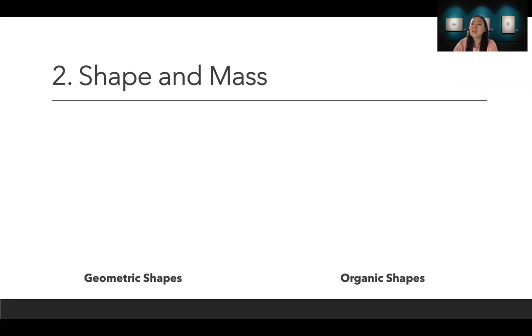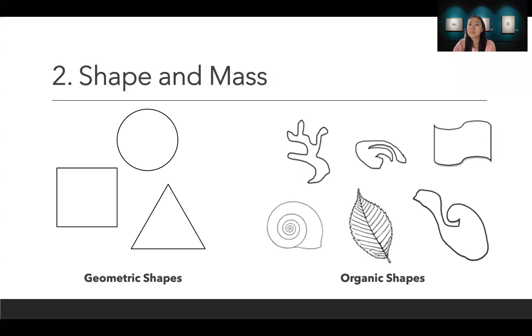Shapes can be classified into two types: geometric shapes and organic shapes. Geometric shapes are composed of regular lines and curves. However, organic shapes are made up of unpredictable, irregular lines that suggest the natural world.